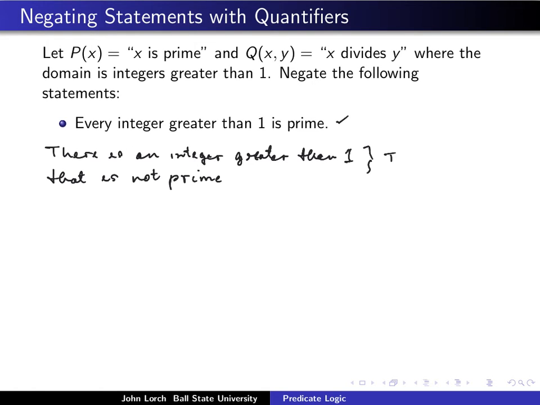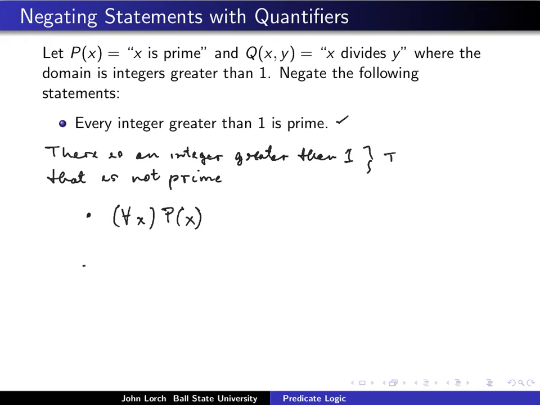Okay, now in terms of symbols, what I'm trying to do, the first bullet point statement is for all x, p of x. Okay, that's the symbolic translation of the statement in this bullet point.